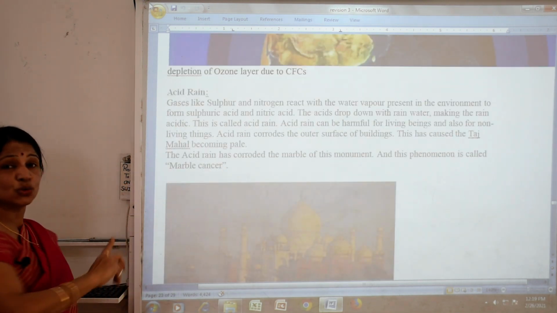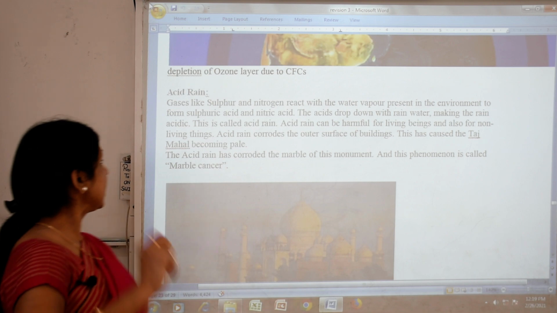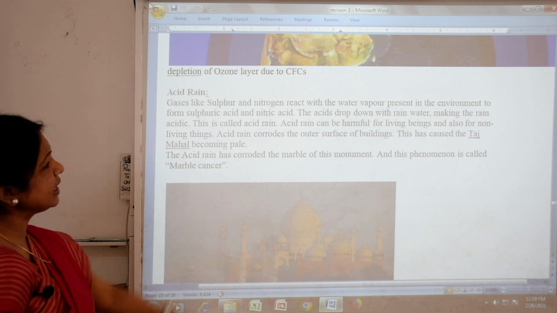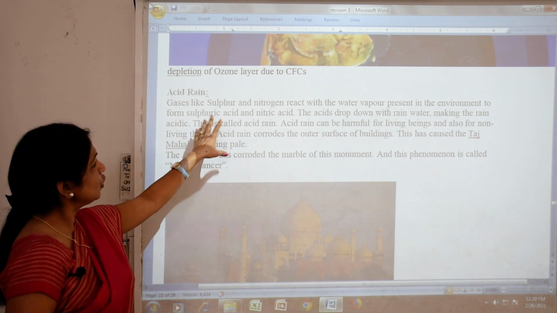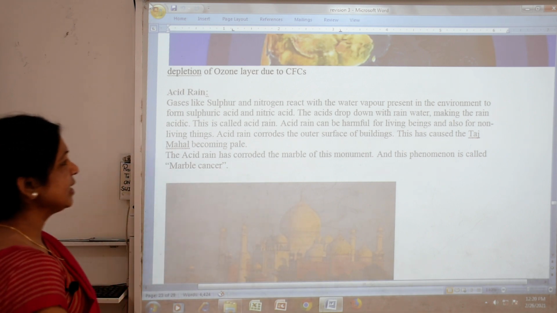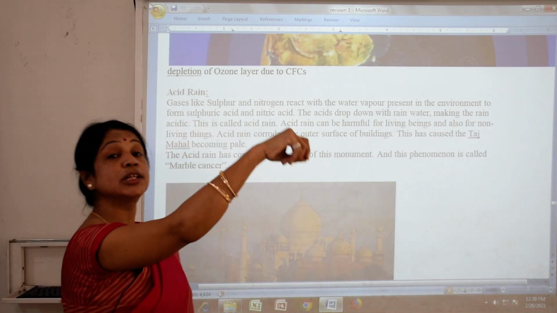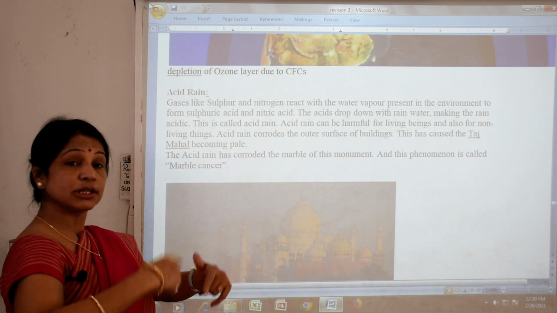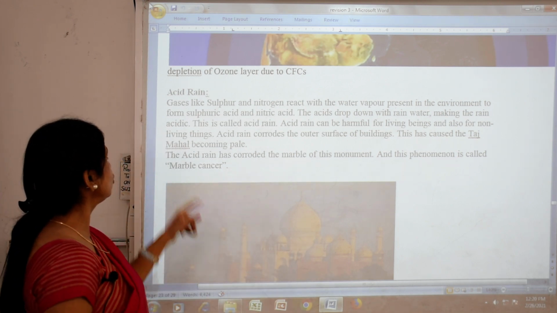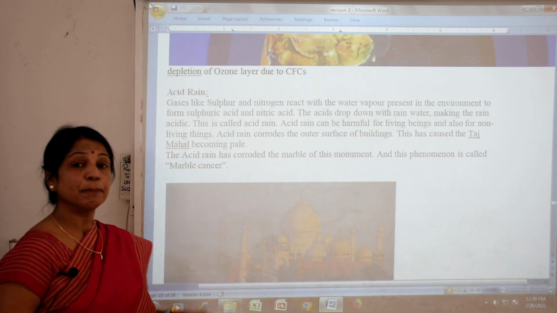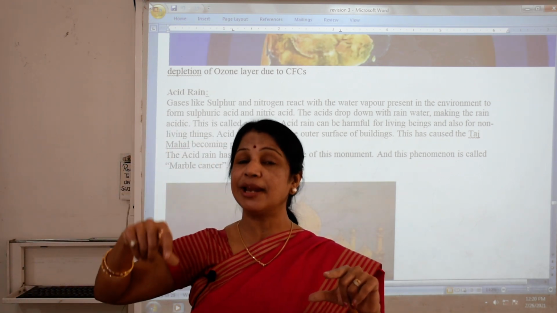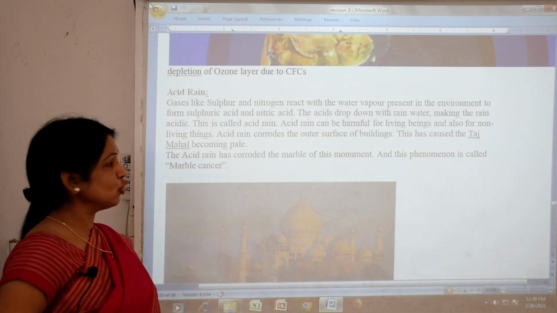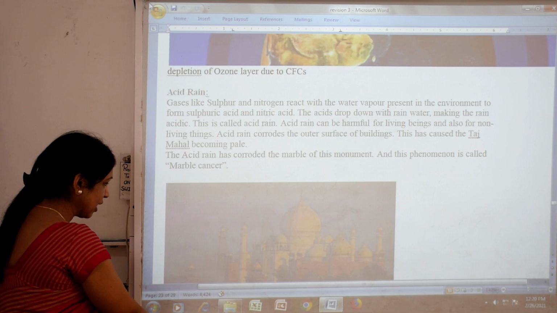Now further we are proceeding towards acid rain. Gases like sulfur and nitrogen oxides react with the water vapor present in the environment to form sulfuric acid and nitric acid, and this acid drops down with rain water. Due to this, acid rain corrodes the outer surface of buildings. It is also why the Taj Mahal, once white, has turned into a pale yellow color. The acid rain has corroded the marble of the monument, and the phenomenon is called marble cancer.